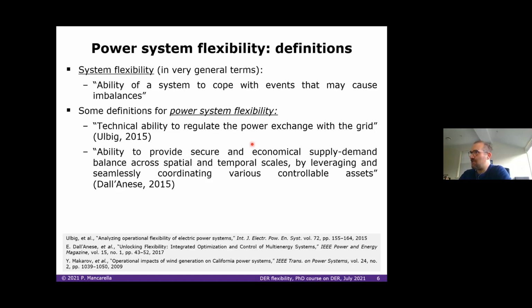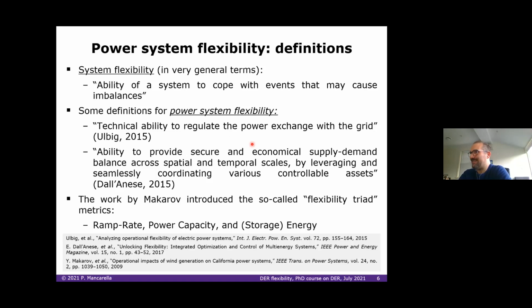What are the essential features of flexibility? Well, if you look at the work of Makarov, he introduced the so-called flexibility triad. It really associates power system flexibility to the idea of having sufficient ramp rates, sufficient power capacity, and sufficient energy, especially for energy limited resources such as storage, to, of course, respond to imbalances.